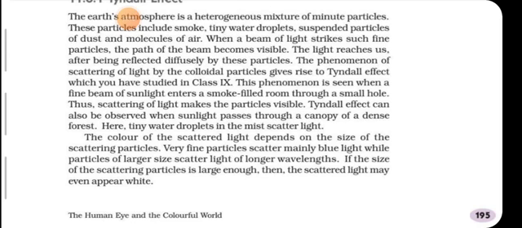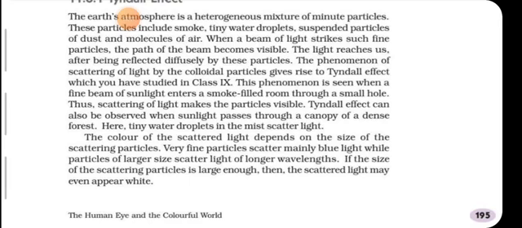This phenomenon is seen when a fine beam of sunlight enters a smoke-filled room through a small hole. Thus, the scattering of white light makes the particles visible.